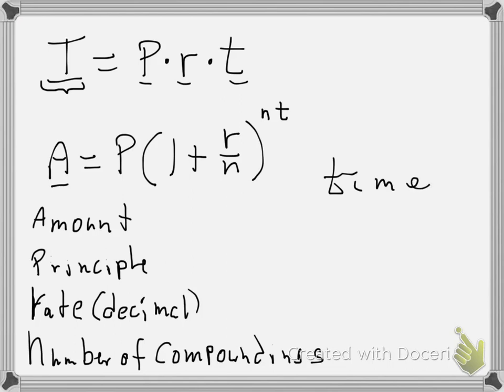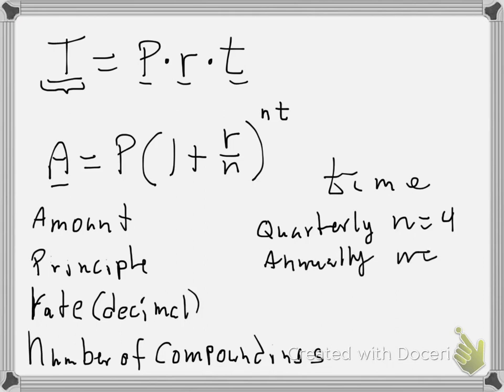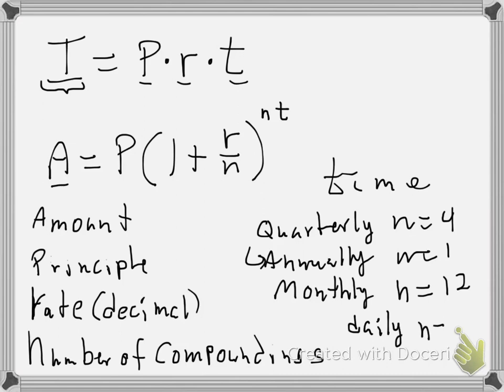Now, as far as the number of compoundings, we could have quarterly, in which case N would equal 4, because you would do that 4 times a year. Annually, N equals 1. But that would be, you'd be compounding it once per year. Monthly would be 12 times. Daily is 365.